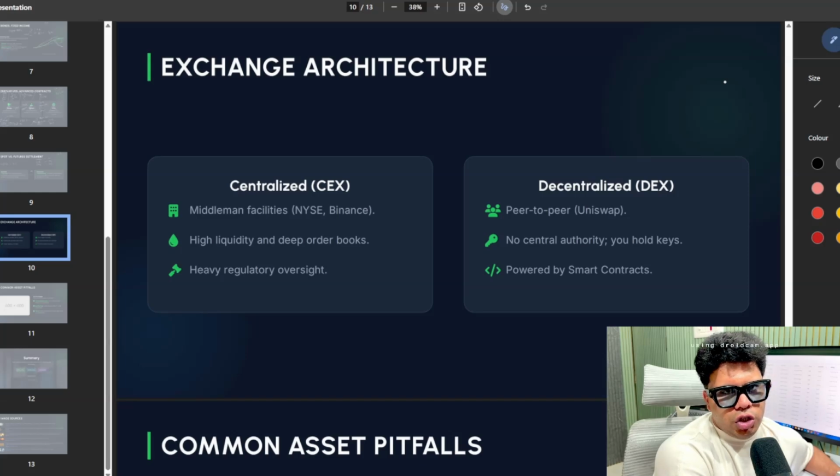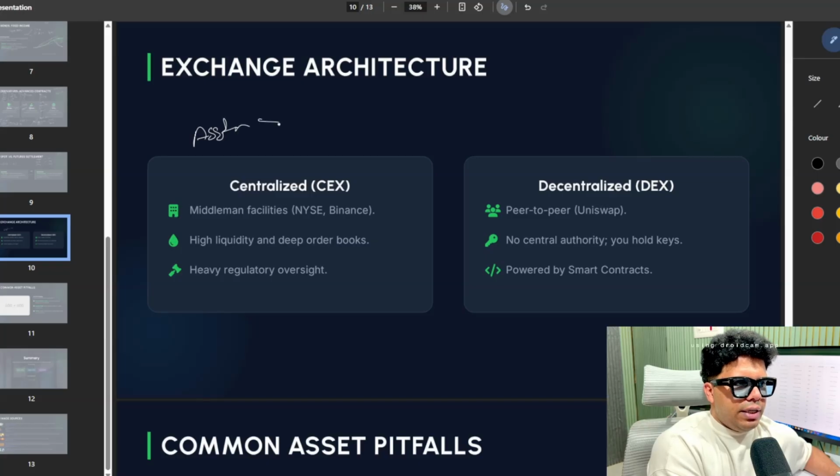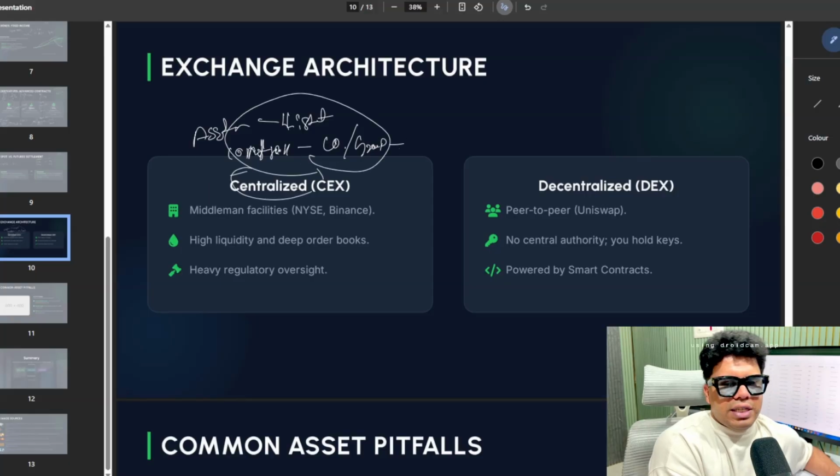Anyway, the next one is exchange architecture. There are two kinds of exchange: one is centralized, one is decentralized. So what is centralized and decentralized? For example, if you're buying any stocks or any assets that are listed or controlled by a company, or it can be a group, it's called centralized, which means someone is controlling these assets.